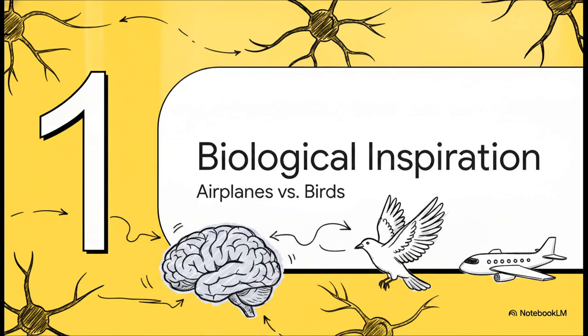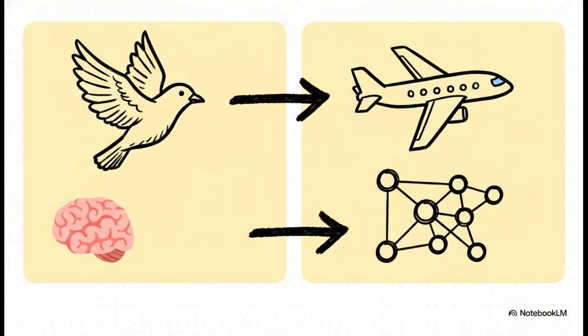Airplanes versus birds. To understand deep learning, we kind of have to look at its original inspiration, which is the 86 billion neurons inside the human brain. Early computer scientists saw that and wanted to build a digital version. But here is a massive reality check for you. Artificial neural networks are inspired by the brain in the exact same way airplanes are inspired by birds.